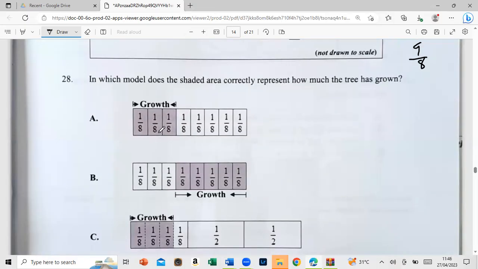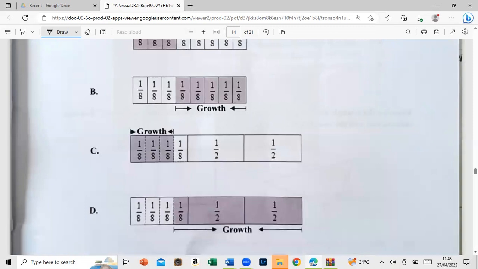Let's see now. 1, 2, 3. 1, 2, 3, 4, 5. That's not 9. 1, 2, 3, 4, 5, 6, 7. Is it growth alone? Alright, this has stressed me out now. So if it's 3/8, which one of them has 6? 1, 2, 3, 4, 5. None of them has 6.